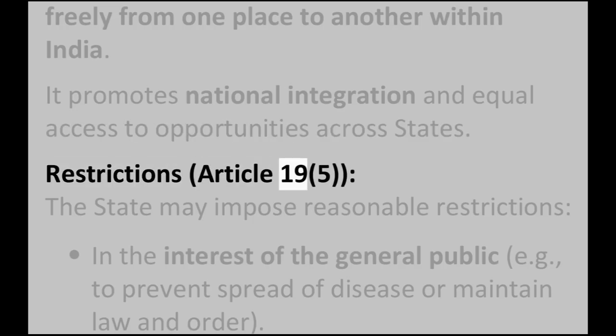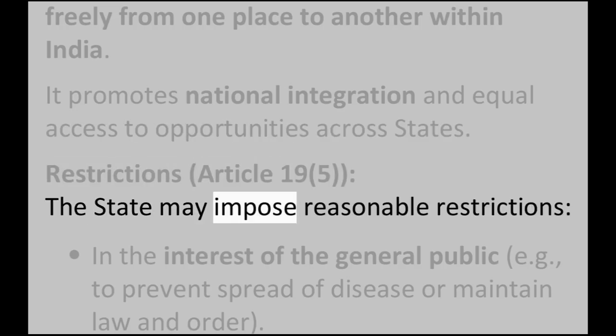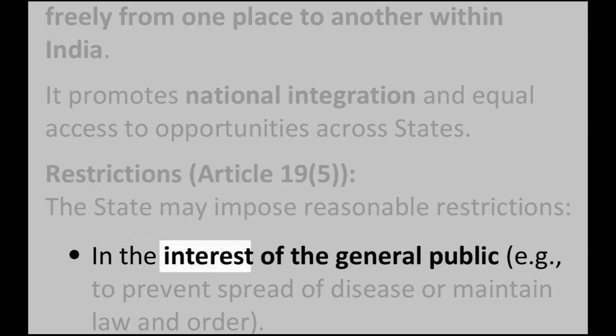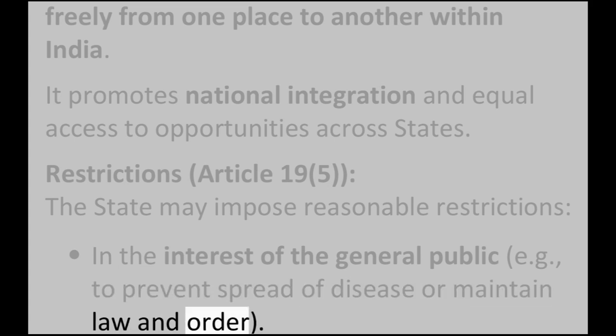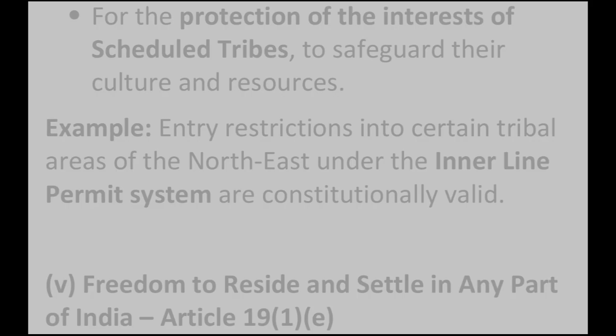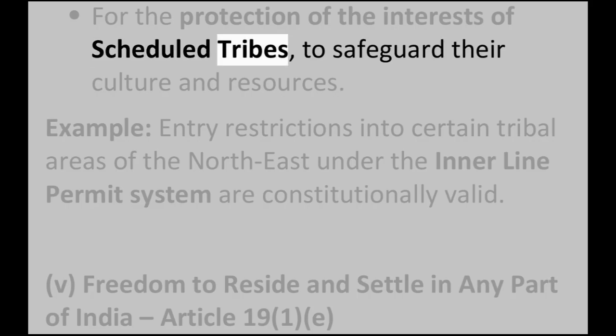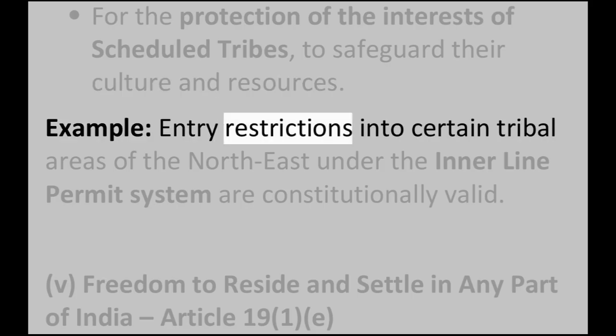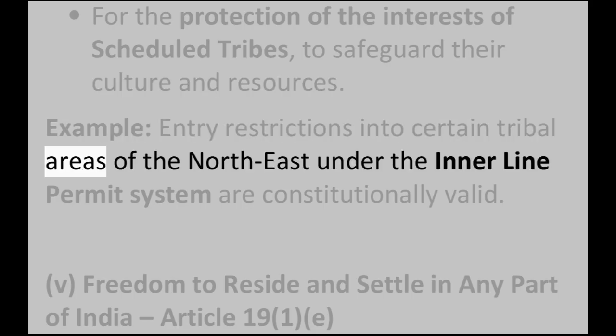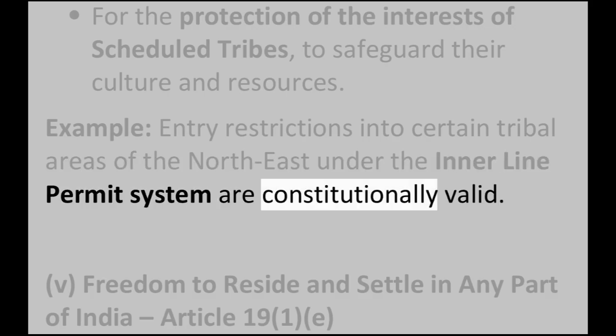Restrictions, Article 19(5). The state may impose reasonable restrictions in the interest of the general public, example, to prevent spread of disease or maintain law and order. For the protection of the interests of scheduled tribes, to safeguard their culture and resources. Example: entry restrictions into certain tribal areas of the northeast under the inner line permit system are constitutionally valid.